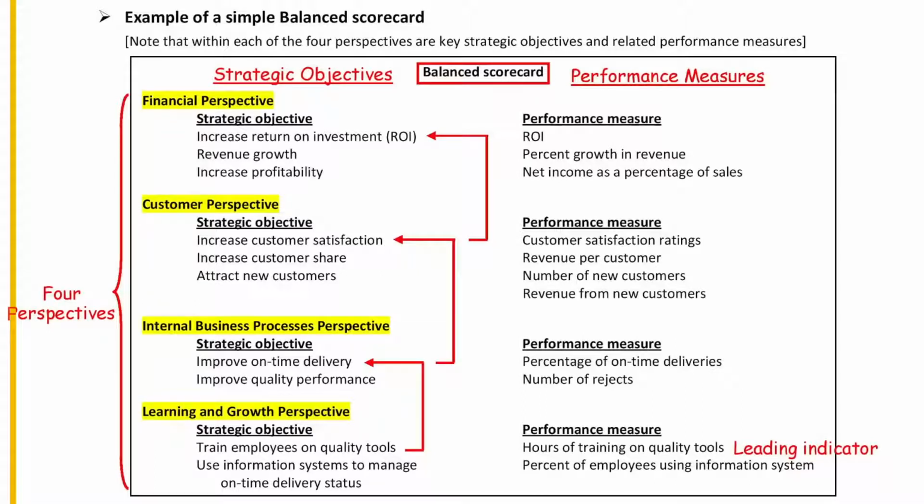When you look at percentage of on-time deliveries under internal business process perspective, that's again, right, leading indicator. Now, if your leading indicators are in place, it would lead to improvement of customer satisfaction ratings. So customer satisfaction ratings, that is, right, lagging indicator. So improvement of customer satisfaction ratings would also help us increase our return on investment, which again is, right, lagging indicator.